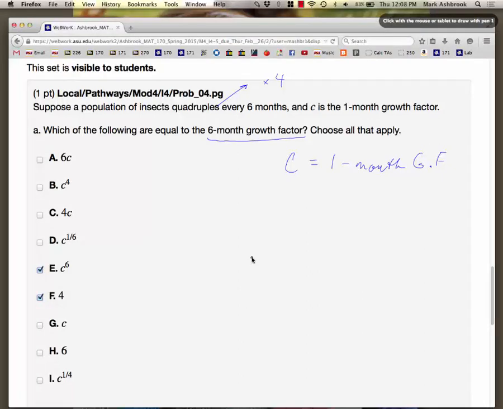And that allows us to solve for the 1 month growth factor. So C to the 6th equals 4, because they're both the multiplier on the output that will give you the output 6 months later, or 6 input units later, right? They're both multipliers on the output, and so therefore the 1 month growth factor is 4 to the 1/6. Took the 6th root of each. So that's our 1 month growth factor, 4 to the 1/6.